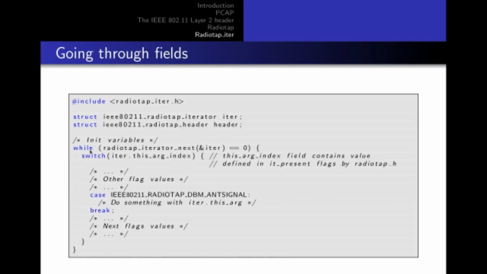Then to go through fields, you loop while the Radiotap iterator next returns 0. You check the value of this_arg_index, which defines what type of information you have in the current data pointed to by the iterator. So we switch over it and we have cases, and case IEEE80211_RADIOTAP_DBM_ANTSIGNAL, which is the RSSI value. Then here we do something with this_arg, which contains the RSSI value that we can store somewhere to use for the positioning system.